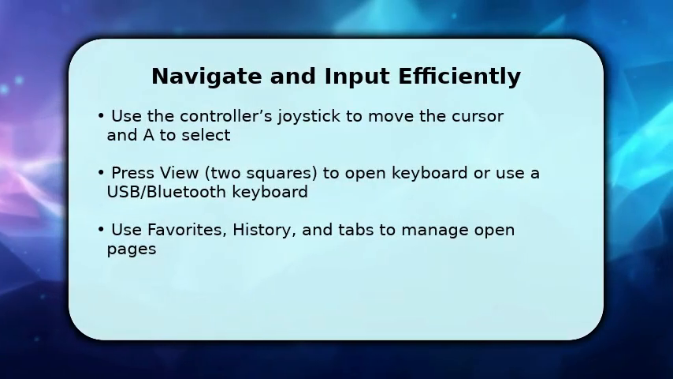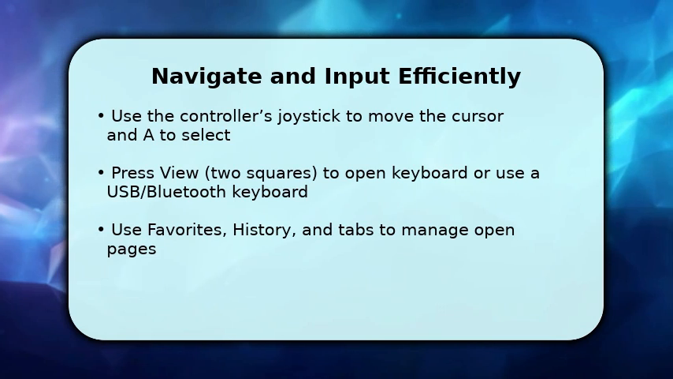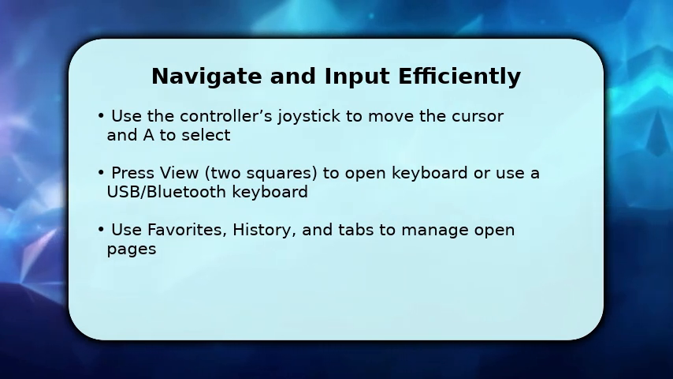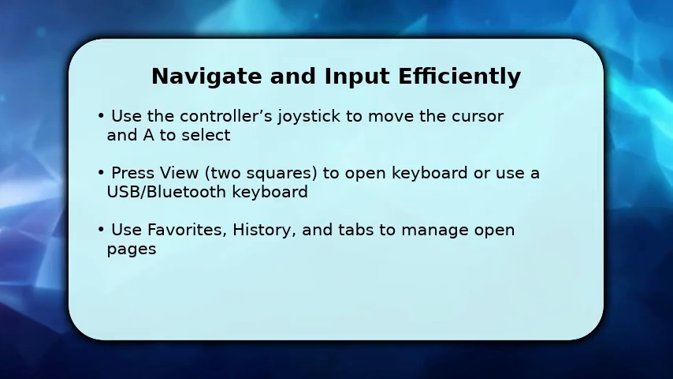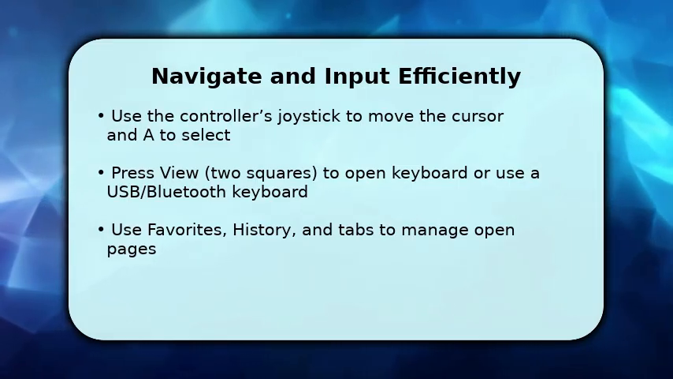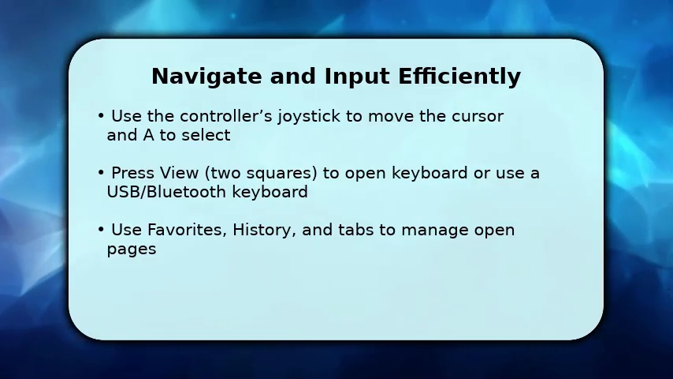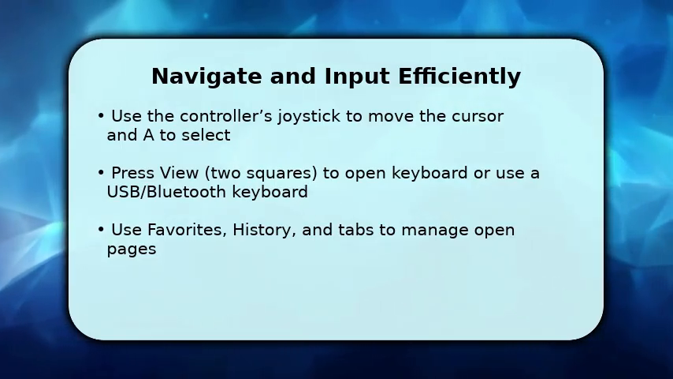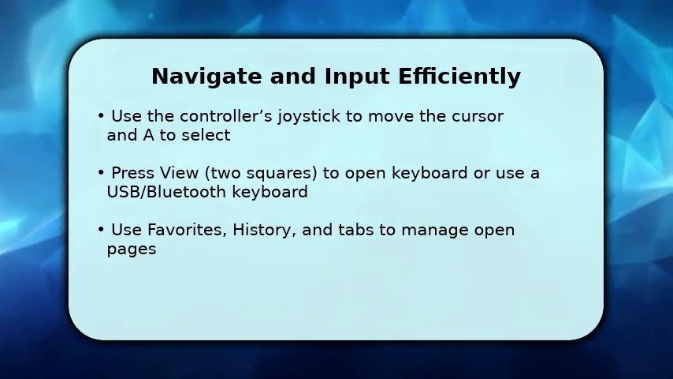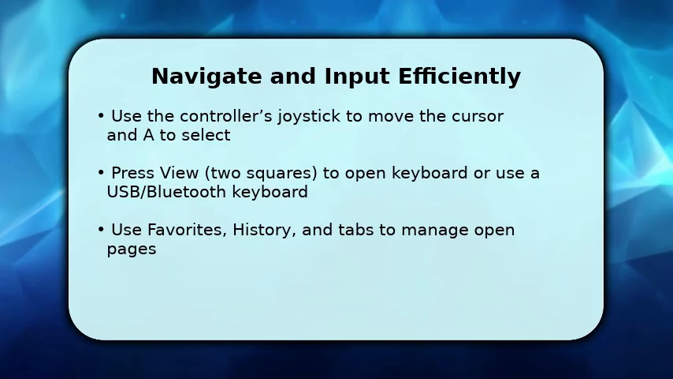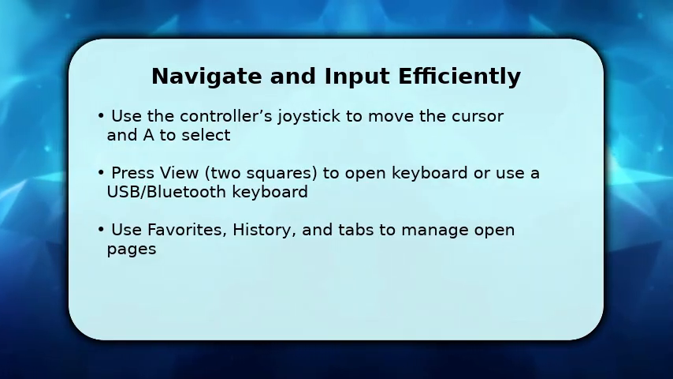With Edge open, learn how to move and type. Use the left joystick to aim the cursor and press it to select links or inputs. Press the View button to bring up the on-screen keyboard, or pair a USB or Bluetooth keyboard for faster typing. This matters for long URLs or passwords. Use the Tabs button to open and switch pages and save frequent sites with favorites. These actions streamline browsing and reduce fumbling, so you can focus on content instead of controls.